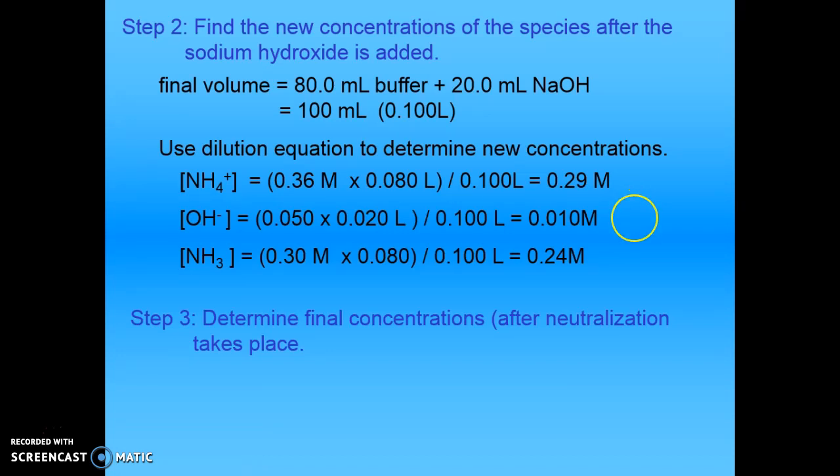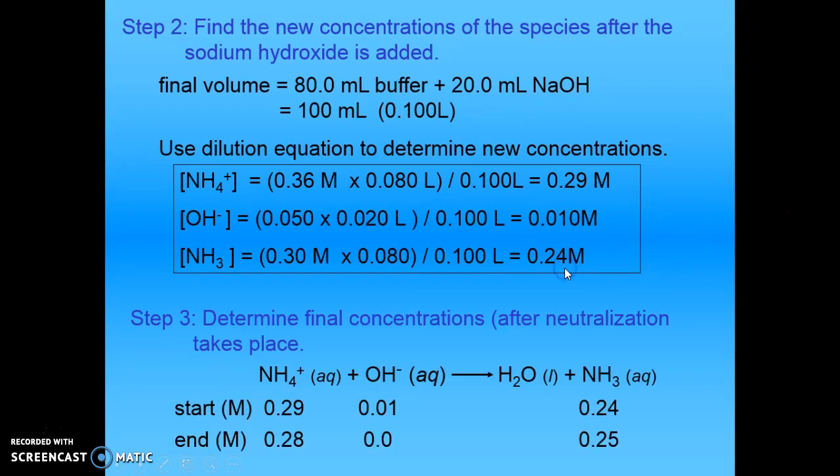In order to determine the final concentration, we have to have neutralization take place. Okay, so sure, I needed to put a rectangle around that. So we're going to do the neutralization. So remember, I had this, I think, initial and final instead of start and end. So we added 0.01 molar of sodium hydroxide. We're going to use up 0.01 molar of the ammonium.